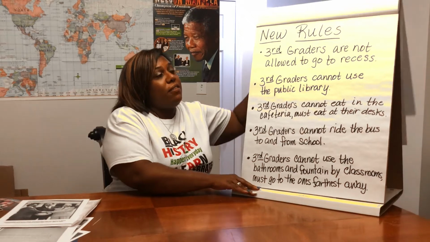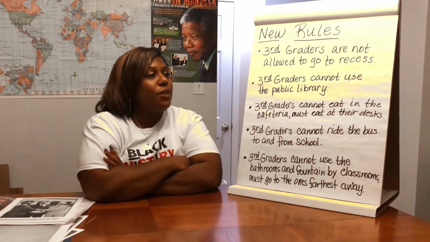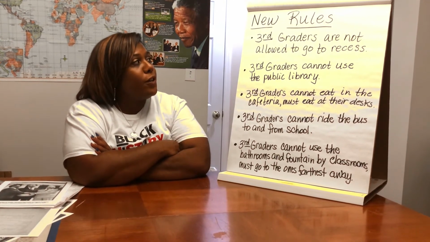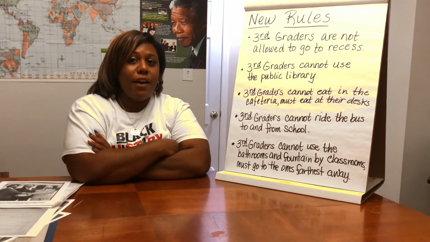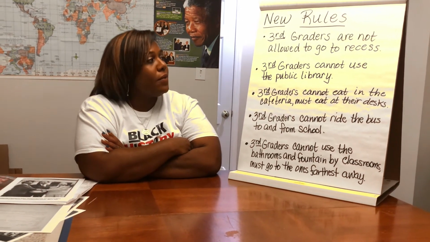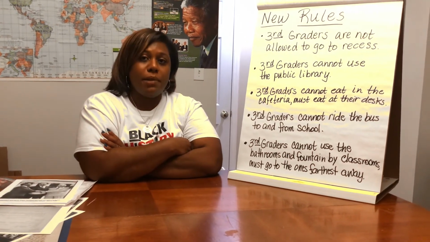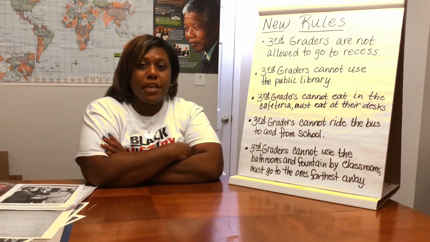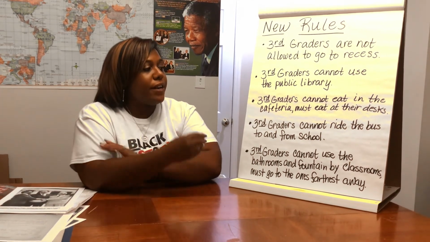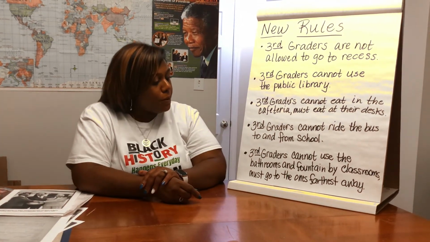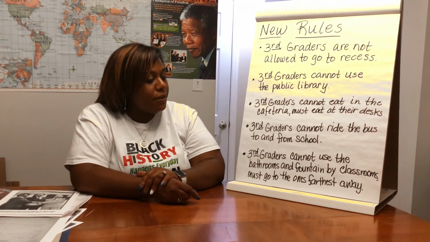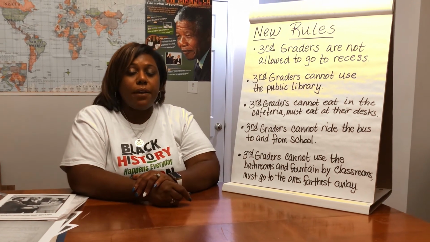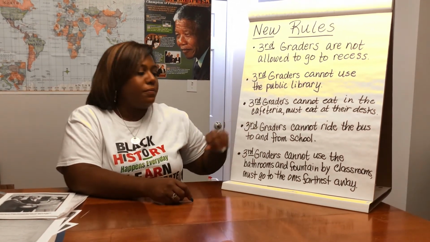I want you to think about this. New rules. What if these were our new rules? How would you feel? First new rule. Third graders are not allowed to go to recess. Third graders cannot use the public library. Third graders cannot eat in the cafeteria, must eat at your desk. Third graders cannot ride the bus to and from school. Third graders cannot use the bathrooms and fountains by the classrooms, must go to the ones farthest away. How would you feel?